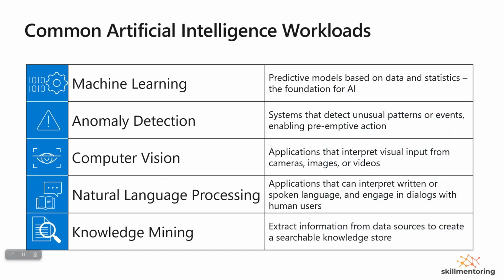First of all, some of the very important or common artificial intelligence workloads are machine learning. Machine learning is primarily involved in predictive models based upon the data and statistics, and this becomes the foundation of artificial intelligence. In machine learning, we primarily try to teach the machine with the help of data, and on the basis of the training that is given to the model, it can predict the outcome on the basis of new data. Anomaly detection. It is a system that detects unusual pattern or events, and it enables preemptive action.